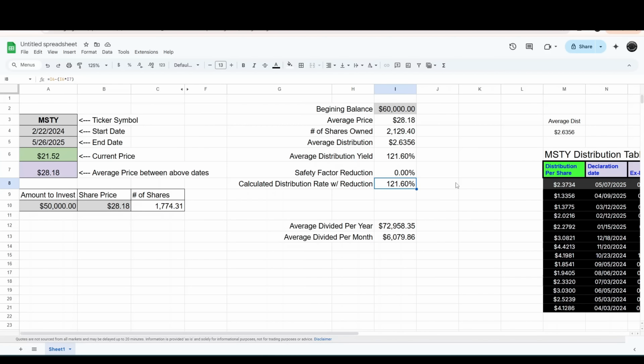Now with this calculation, it is not reinvesting any distributions or anything like that. This is a one-time purchase at that average price, earning those average distributions. And what the calculation shows you would get per month and per year. So I hope all that makes sense.